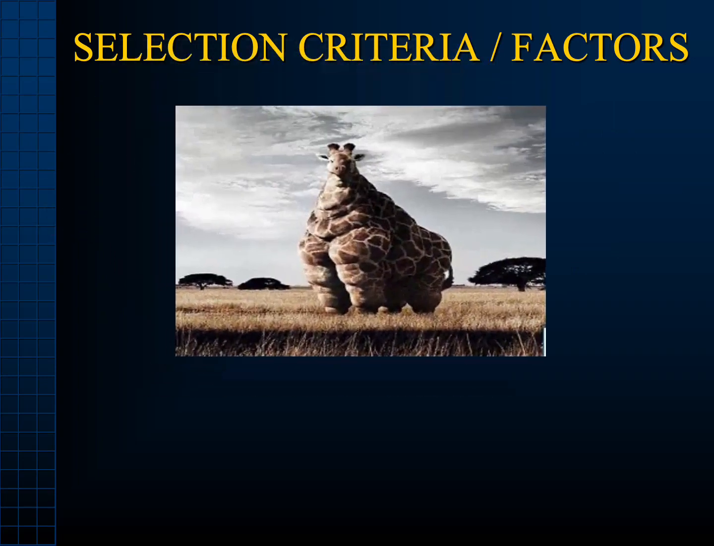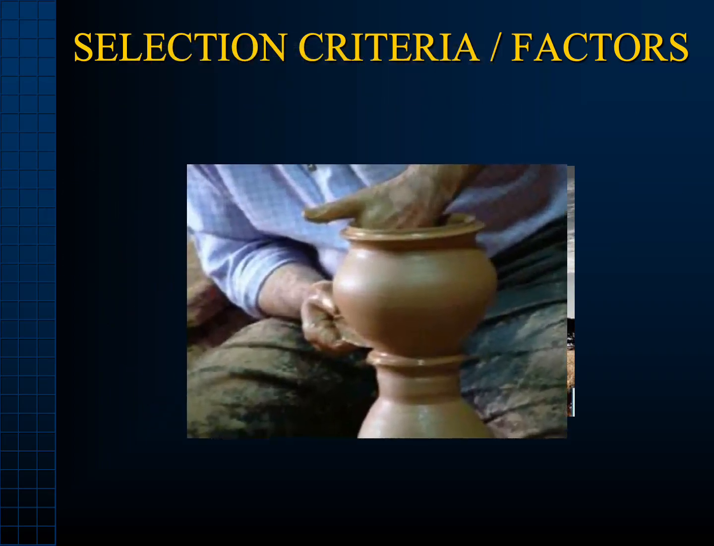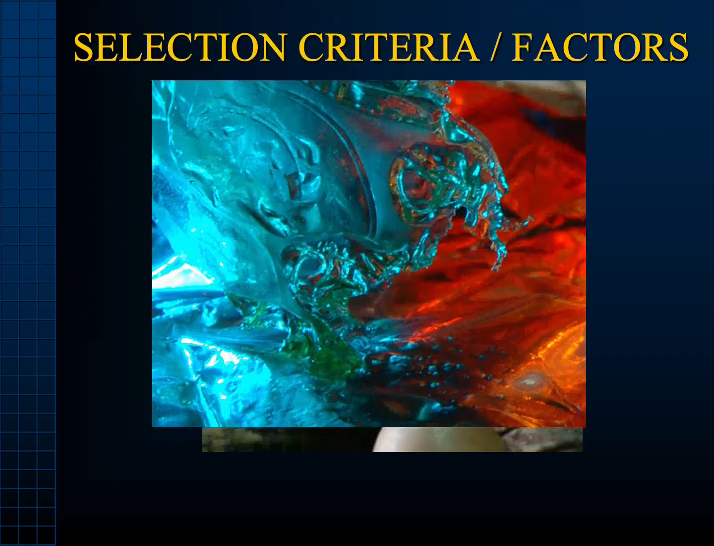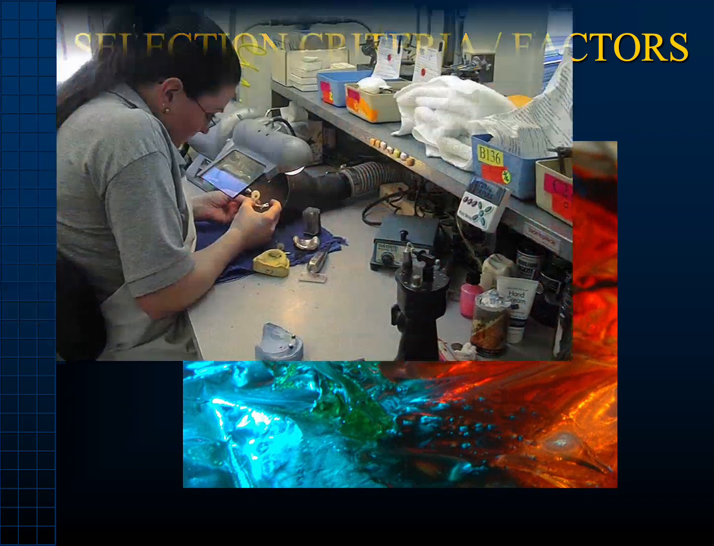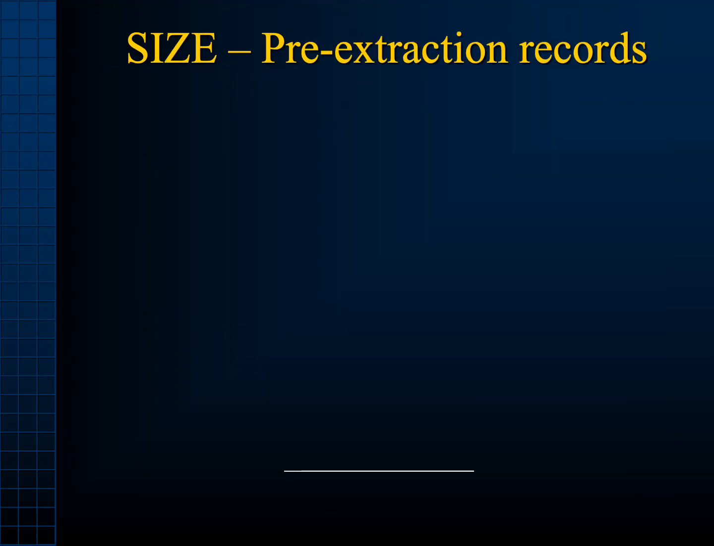Coming on to the selection criteria, the artificial anterior teeth must be of proper shape, must be of proper dimension, must be of appropriate color, and must be easy to fabricate and adjust. And coming on to the selection of the anterior teeth, there are three things which are important: size of the anterior teeth, shape of the anterior teeth, and color of the anterior teeth.